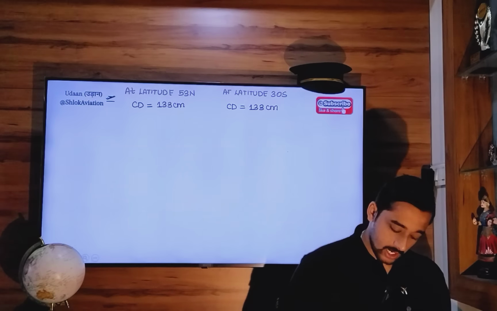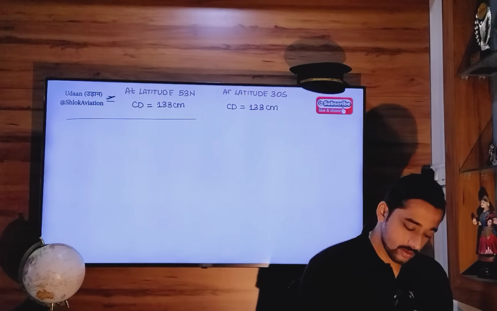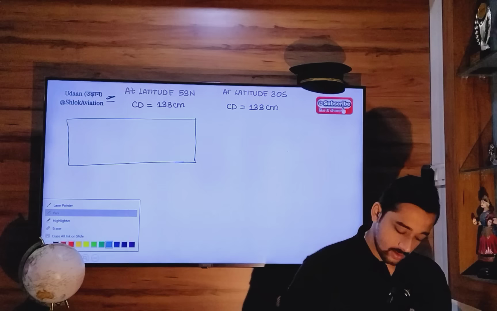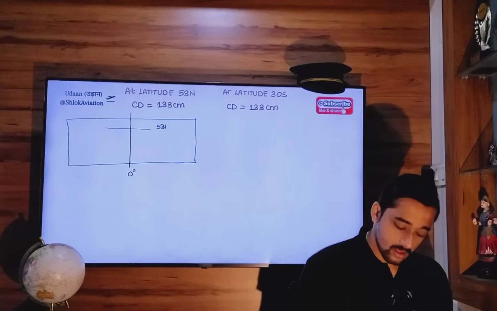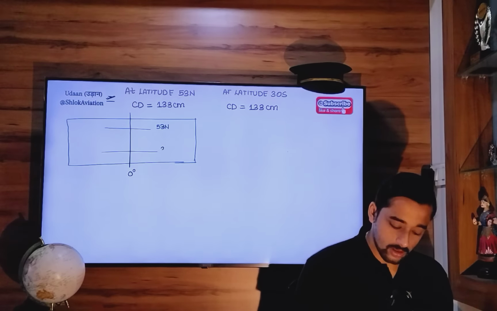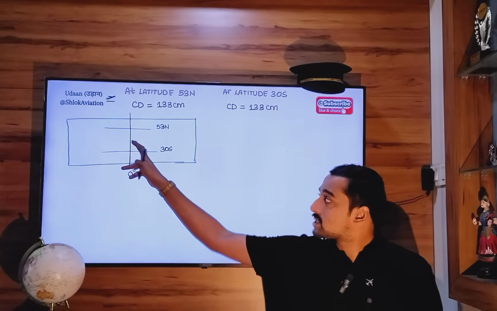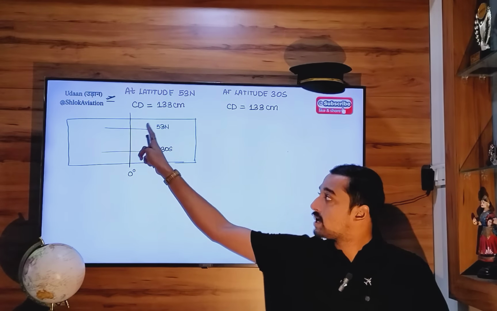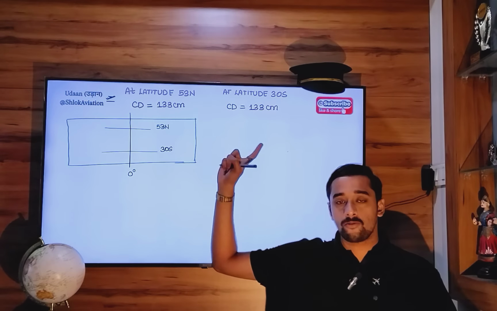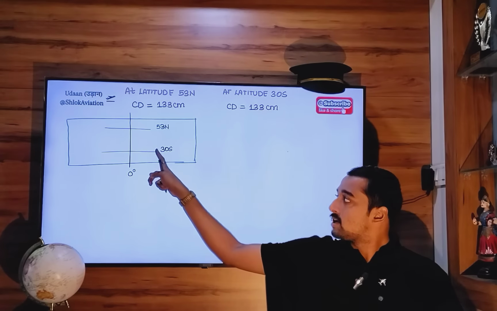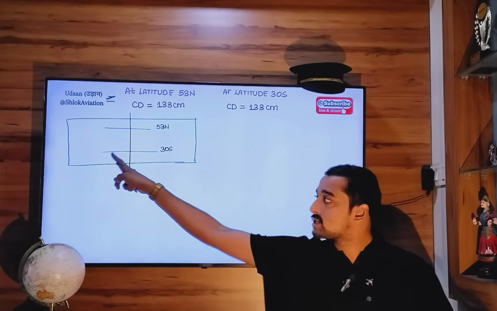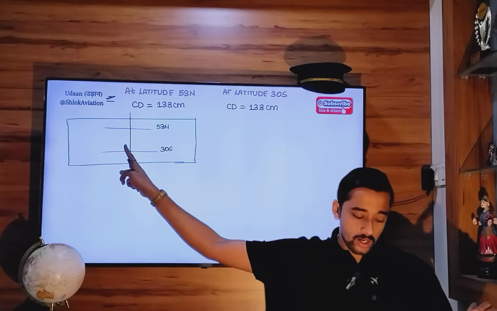Now in a Mercator chart, let's say this is your Mercator chart. This is your prime meridian. This is latitude 53 degrees north. This is another latitude, 30 degrees south. Now the chart distance for 53 degrees north, the entire parallel of latitude, 360 degrees, will remain the same on this chart, 133 centimeter. If you go to 30 degrees south latitude, again the chart distance will remain the same, 133 centimeter.